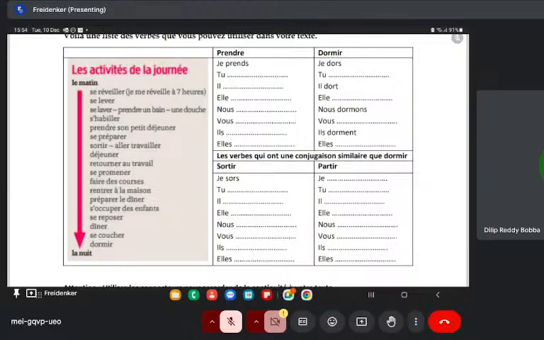Prendre un bain is also to take a bath, or else prendre une douche is to take a shower. S'habiller is to dress yourself. Prendre son petit déjeuner is to take his or her breakfast. So petit déjeuner is breakfast. Se préparer is to prepare yourself. So basically you're getting ready. Sortir is to go out. Aller is to go. Travailler is to work. Déjeuner is to have lunch.